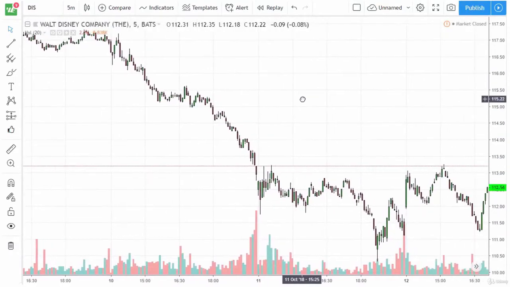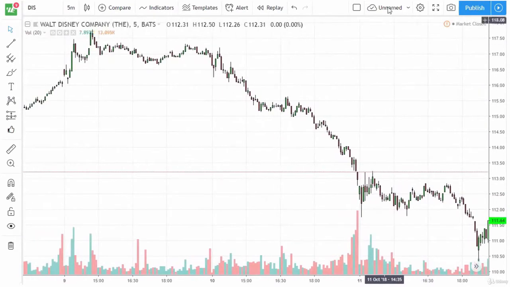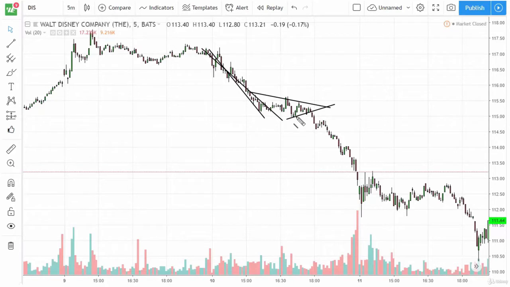So here is a little messier pennant. Go ahead and draw this out here. So there's your pole. There is your pennant. Oops, I guess the pole is more like that. And you can see that it measures for a move from 117 down to 115, so that's $2. On a break below, you expect a move of about $2, so right around 113, and that's where we stopped the next day, and then gapped a little lower and continued to go lower than that.